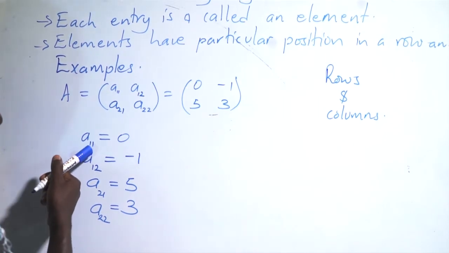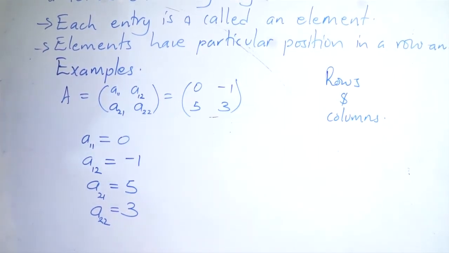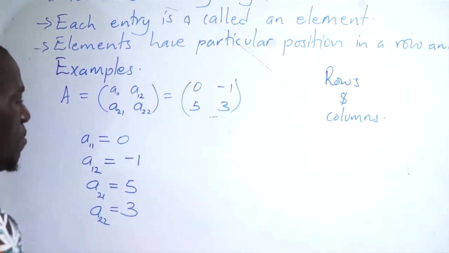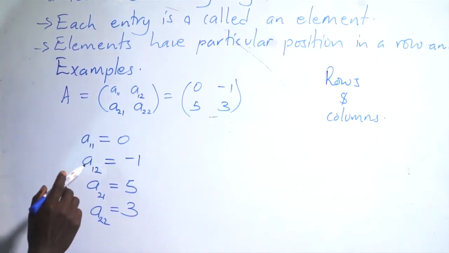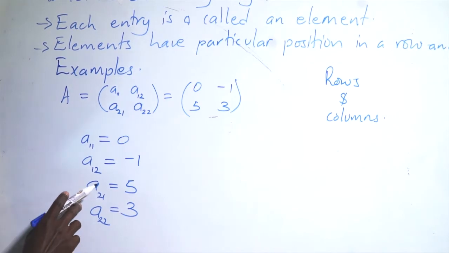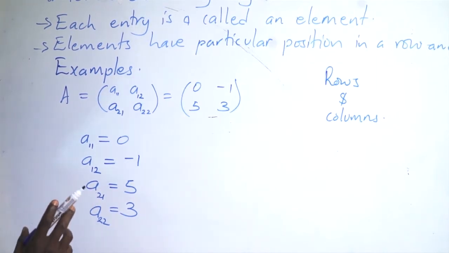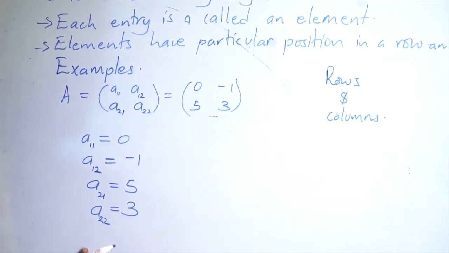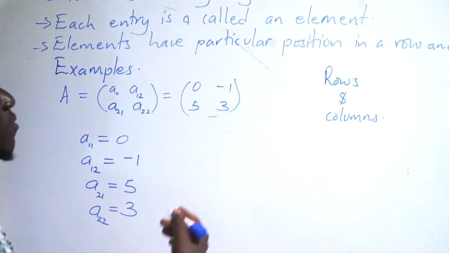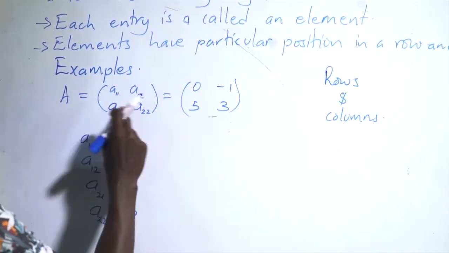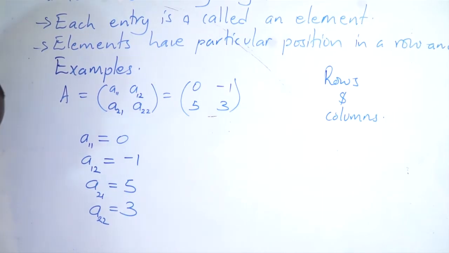Then these suffixes here, that is the 11, simply we mean the first row, first column. A12, first row, second column. A21, second row, first column. A22, second row, second column. And actually we begin with rows and then we follow them by the columns. So the rows and then the columns.